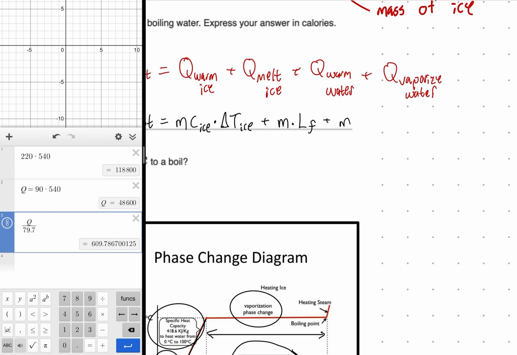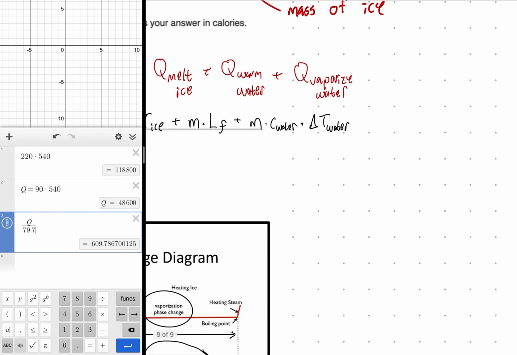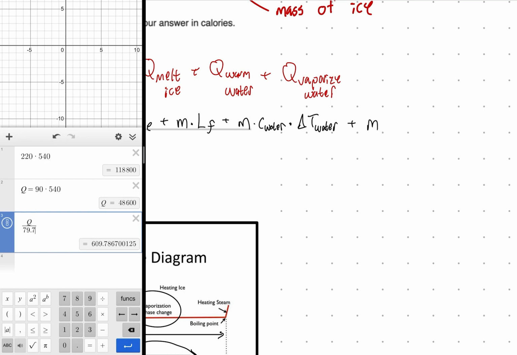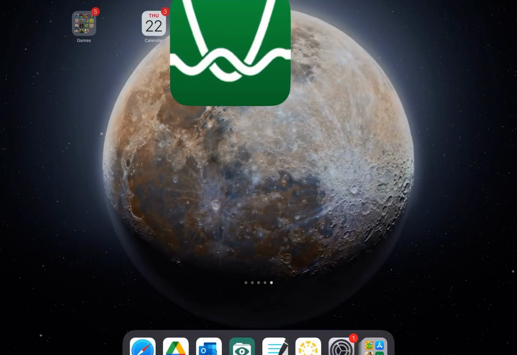And then we'll have that same M again, and then we're going to have C water, and I'm going to write this out, but that's 1 calorie per gram, and then times delta T water, that's going to be 100. That's a number, and it represents 100 degrees Celsius. So a change from 0 degrees Celsius up to 100, so a delta of 100. And then finally, our last phase change, same M again, and LV.